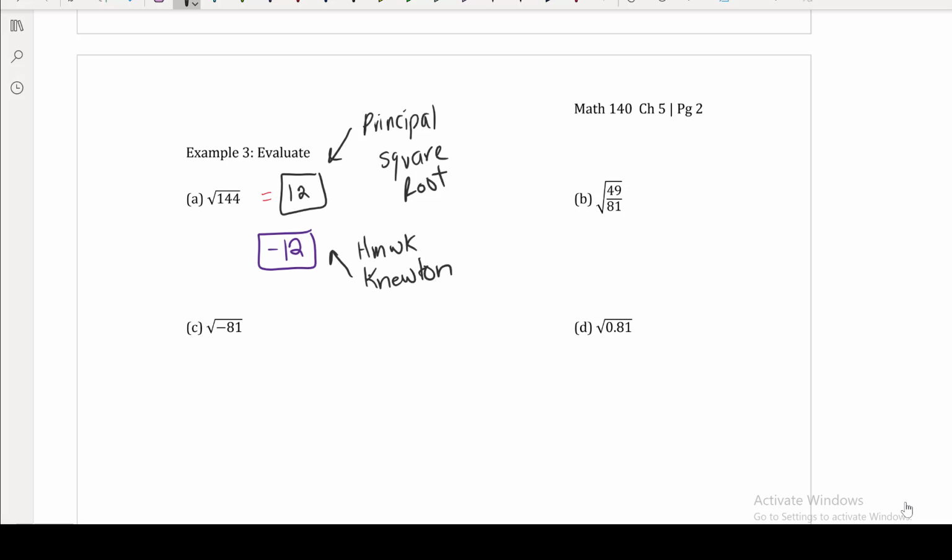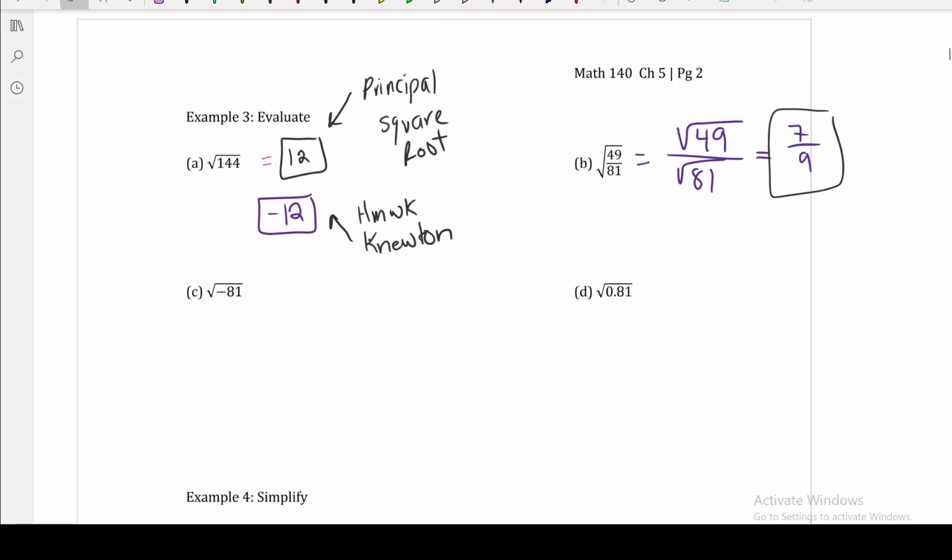So for part B, if I have 49 and I have 81 inside the square root, well, 49 is not easily divisible by 81. So what you want to do here is, this is where you can split it. So I'm going to say the square root of 49 over the square root of 81. So now I can think of each one individually. So now I have the square root of 49, which is 7 in my numerator, and the square root of 81 in the denominator, which is 9. So you end up getting your answer as 7/9.